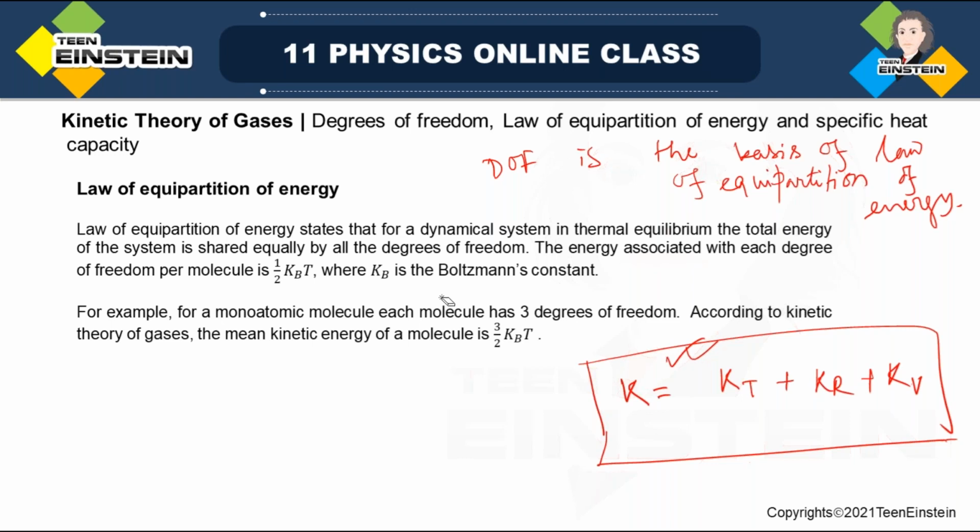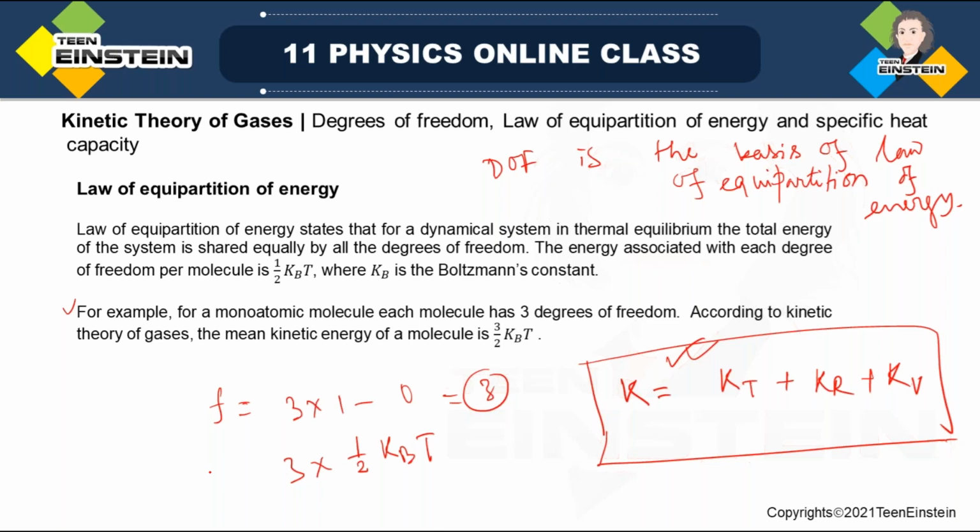Now let me write this mathematically. You look, this is for an example. For a monatomic molecule, we have seen the degrees of freedom: 3 into 1 minus 0, so 3 degrees of freedom are there. So each degree of freedom per molecule is sharing an energy of half kBT. There are 3 degrees of freedom, so 3 into half.